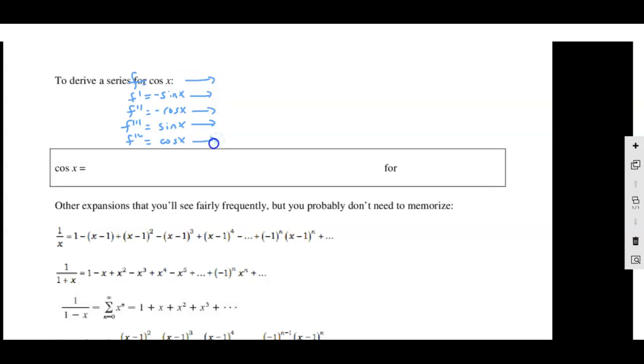Okay, so those are just going to keep cycling. And then let's evaluate them all at the center. Cosine of 0 is 1, then 0, then negative 1, then 0, then 1. All right, so it's these same values. It's just starting at a different point in the process.